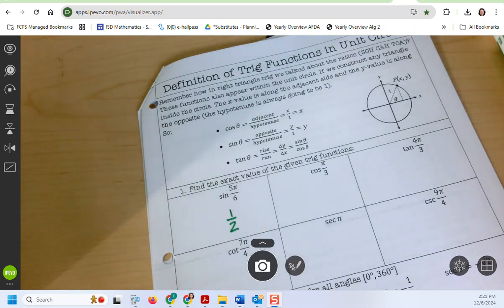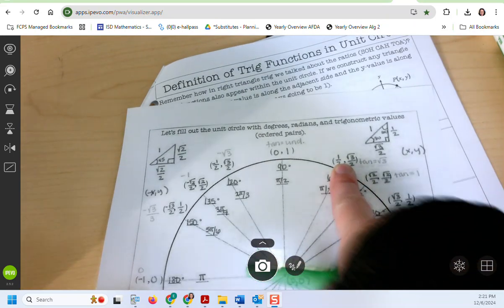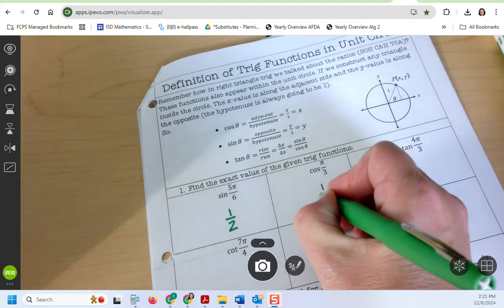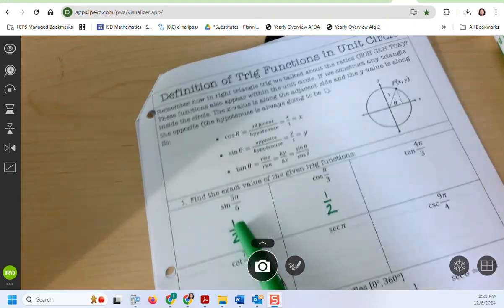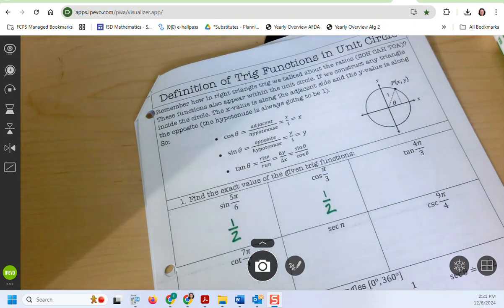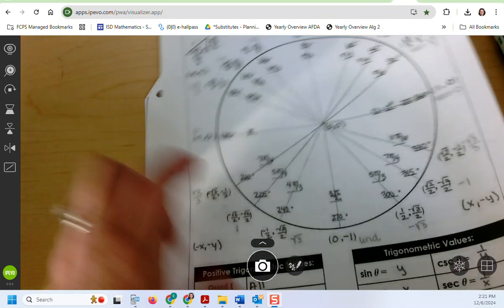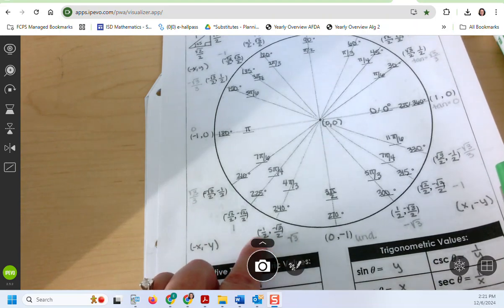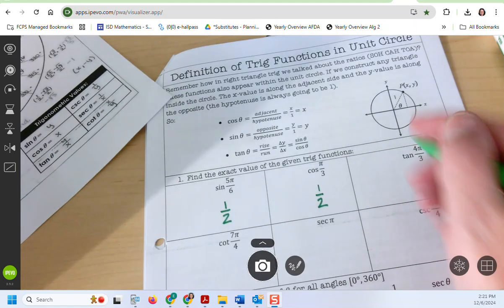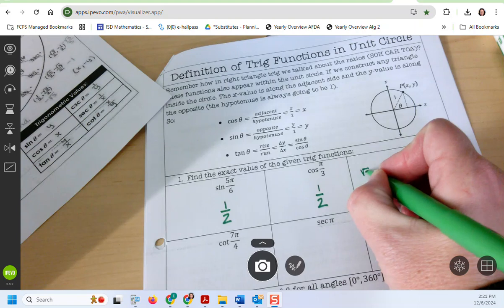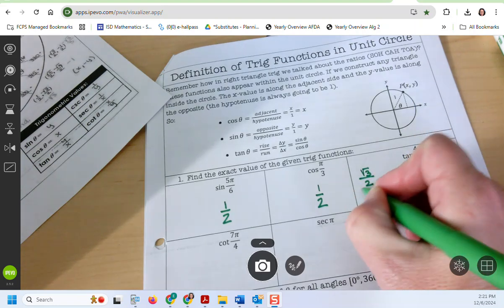Okay. All right, cosine pi over 3, you went to the pi over 3 and you chose the x value and it was 1/2. And that was very interesting that the sine of 5 pi over 6 is the same as the cosine of pi over 3. For the tangent of 4 pi over 3, you did y over x. So you did your y value over your x value. A lot of you were asking questions about fractions, which are good questions to ask.